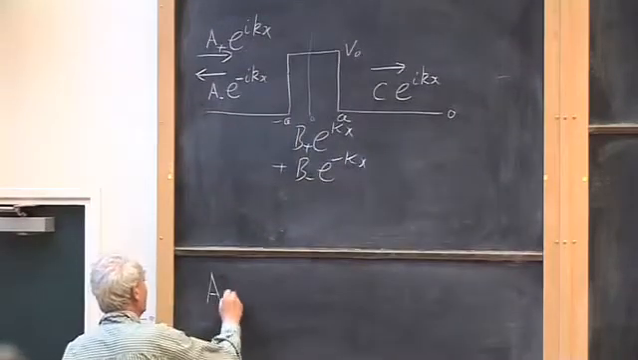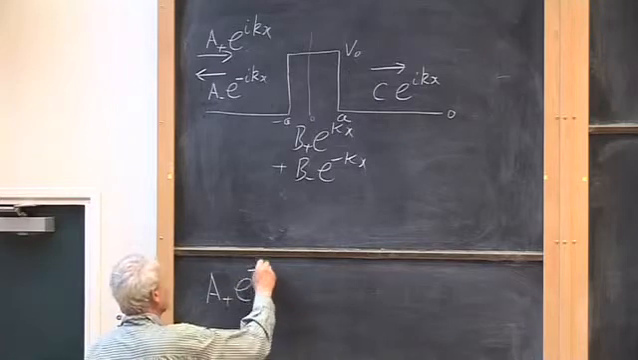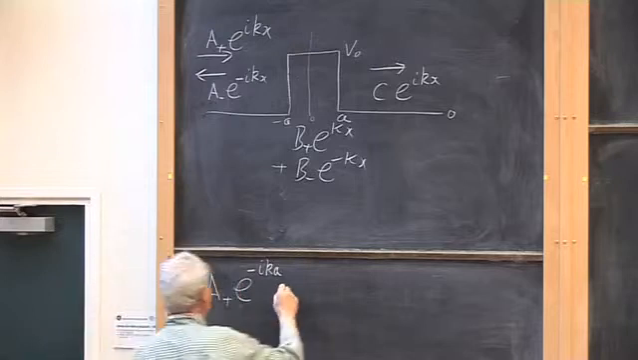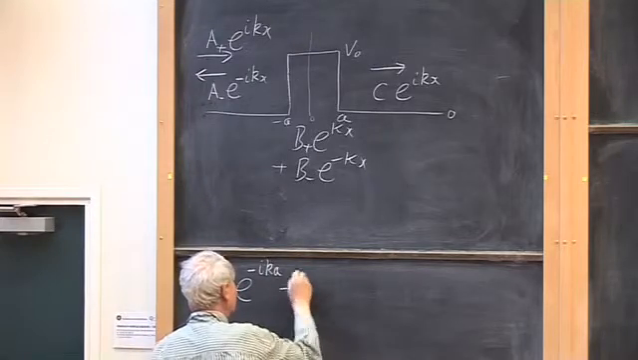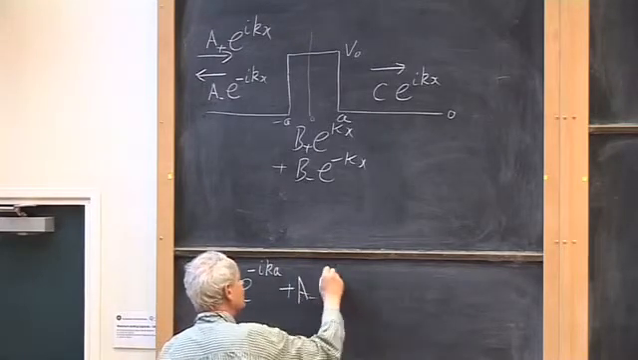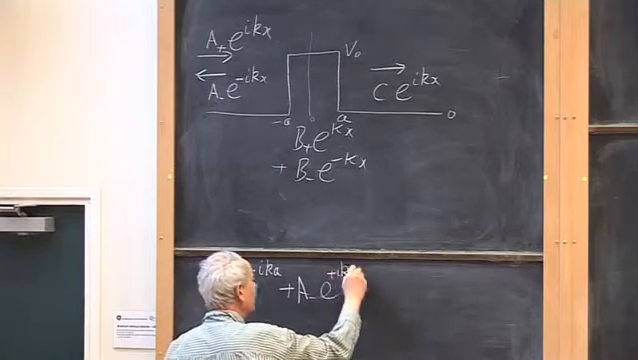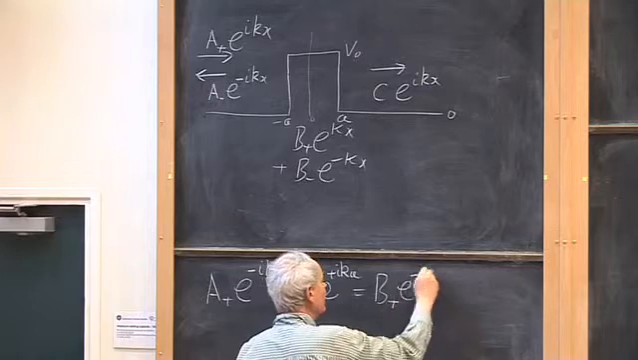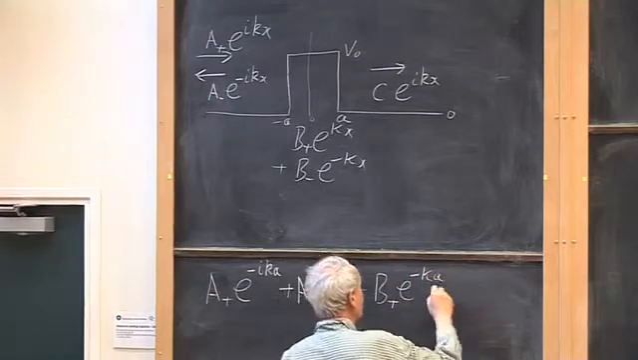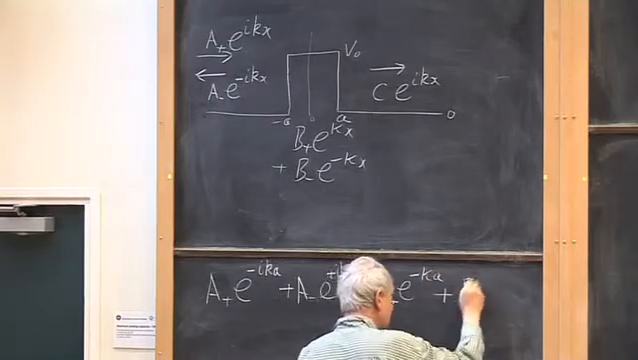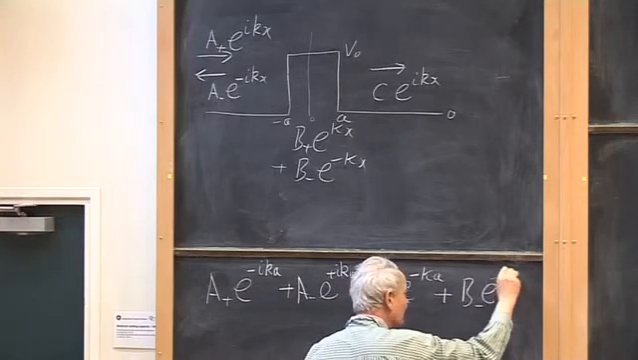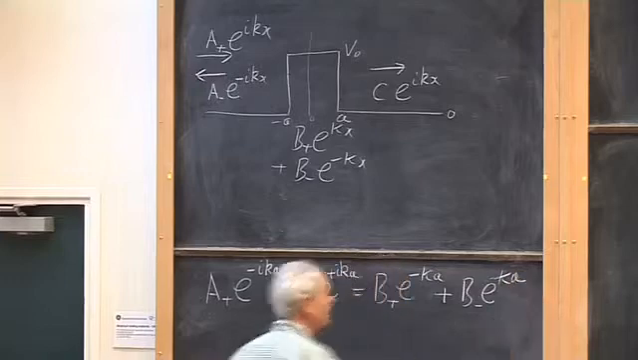So we have A plus e to the minus ika, which is the incoming wave evaluated at that barrier, x equals minus a, plus A minus e to the plus ika, and that had better equal B plus e to the minus kappa a, plus B minus e to the plus kappa a, right? Many double negatives here, unfortunately.